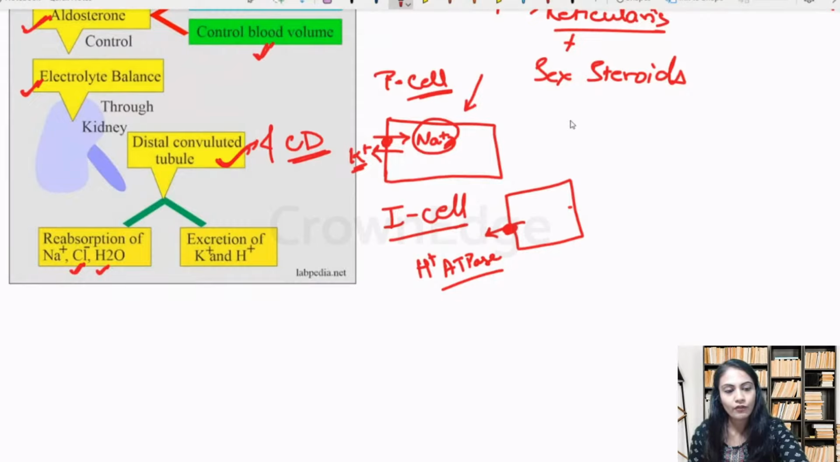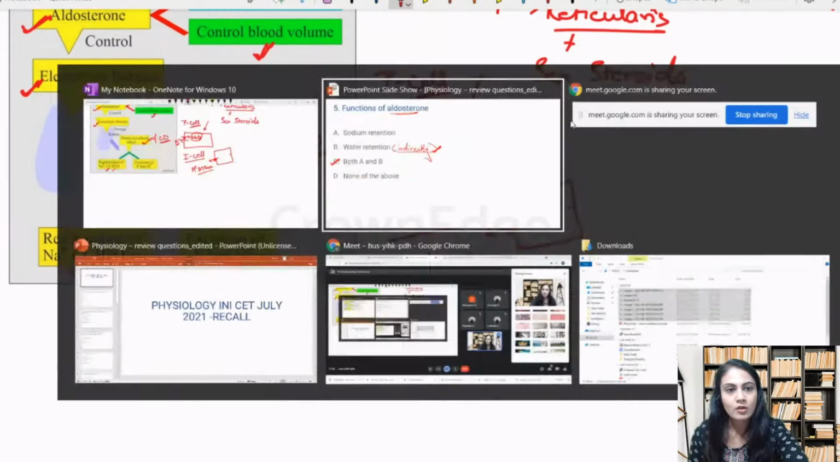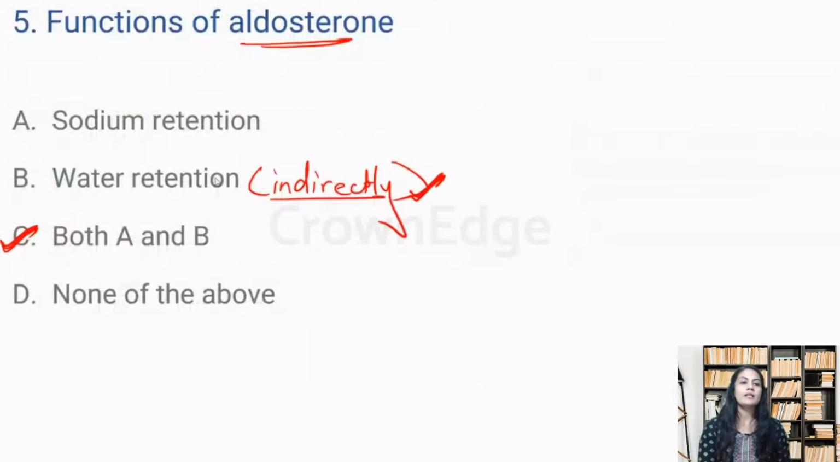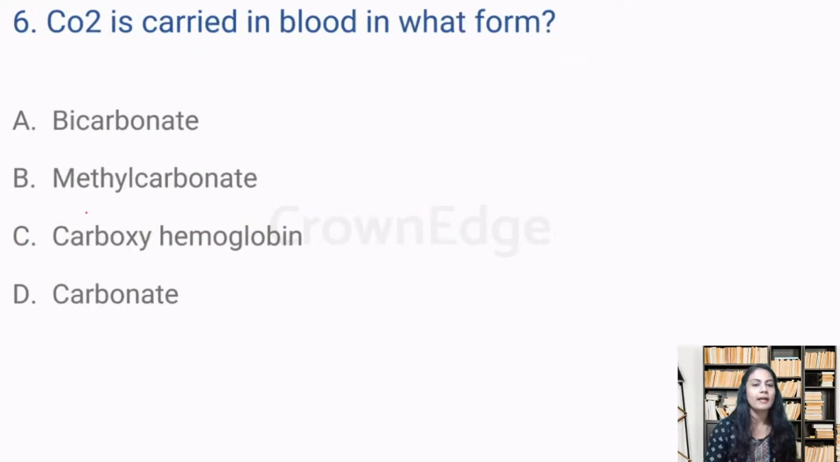What is the function of aldosterone and how does it work? Remember that aldosterone directly acts on sodium, but indirectly also acts on water. So sodium follows the aldosterone action, and water follows the sodium action. Easy. That's why it acts on both and absorbs both, so retention of both sodium and water. Let's move on to the next question.